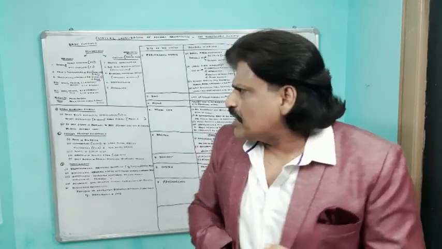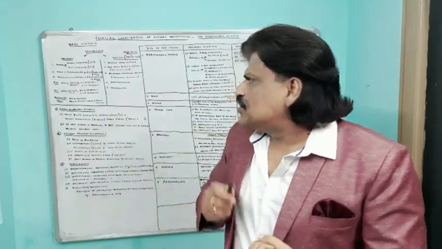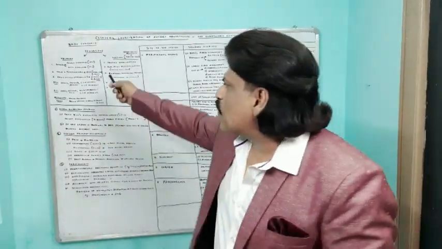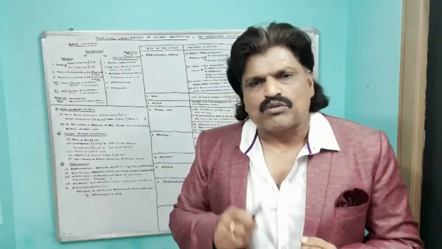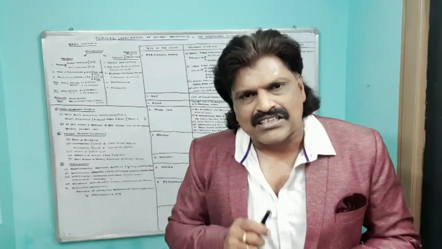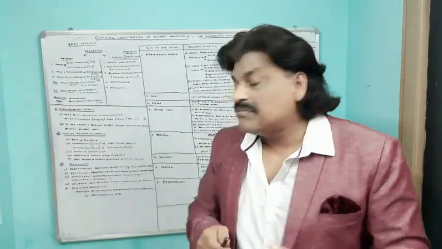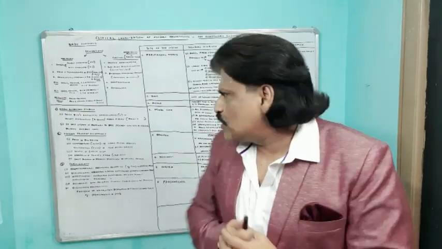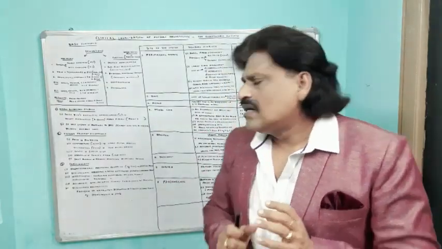So we have the posterior column carrying the joint position, vibration and well localized touch. We have the spinothalamic tract which carries pain and temperature and poorly localized touch. We have the trigeminal tract in the brainstem carrying the facial sensations, especially the lateral medulla. Right.